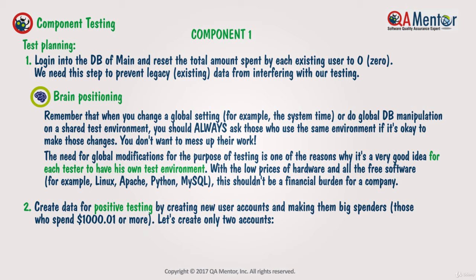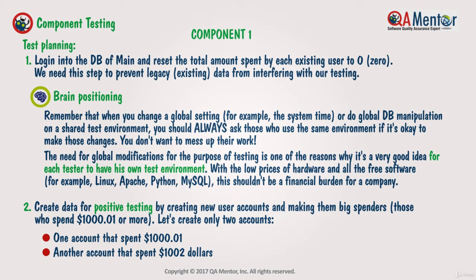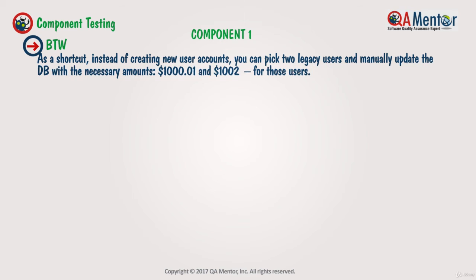2. Create data for positive testing by creating new user accounts and making them big spenders, those who spend $1,000.01 or more. Let's create only 2 accounts. One account that spent $1,000.01, another account that spent $1,002. By the way, as a shortcut, instead of creating new user accounts, you can pick 2 legacy users and manually update the DB with the necessary amounts of $1,000.01 and $1,002 for those users.